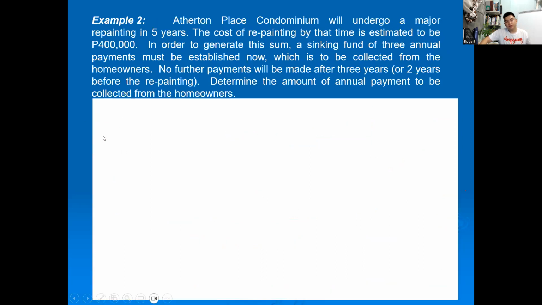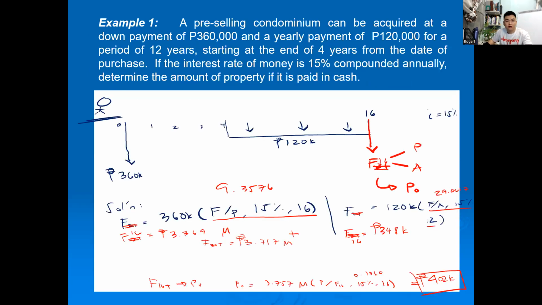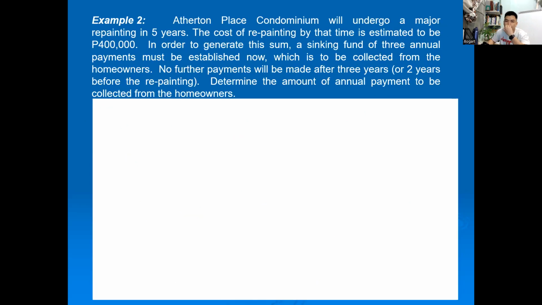So, another condominium problem, major repainting for this condo will be in 5 years. The cost of repainting by that time is estimated to be 400,000. In order to generate this sum, a sinking fund. So, yung parang binanggit na yung sinking fund, so that will be to find A, given F. Diba? Find A given F. Of 3 annual payments must be established. So, medyo challenging to. Bakit?